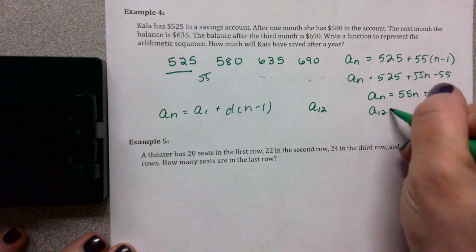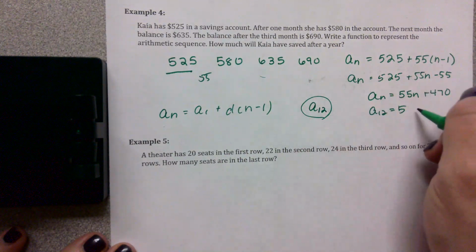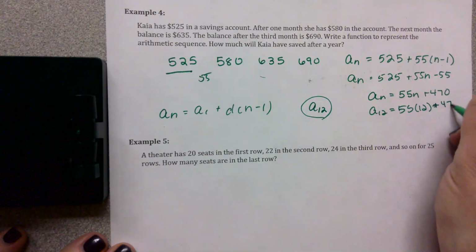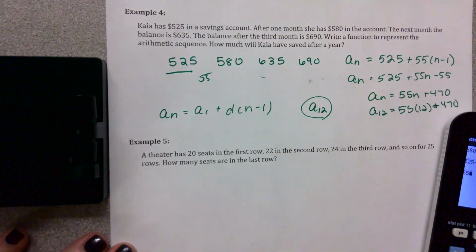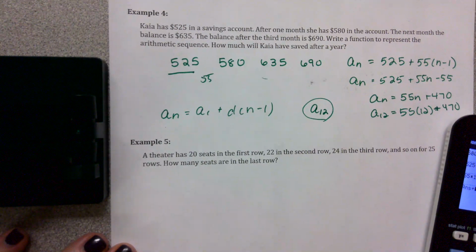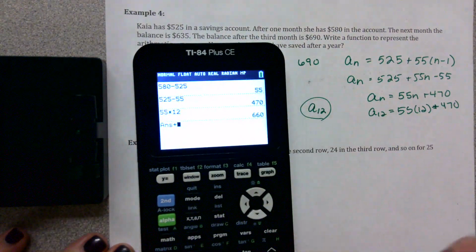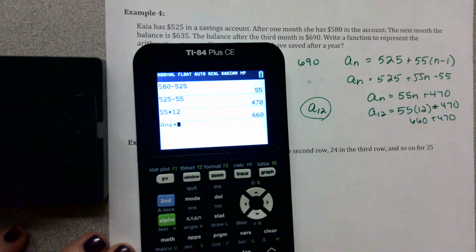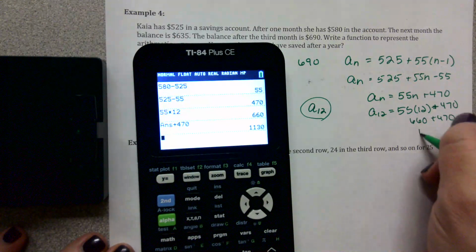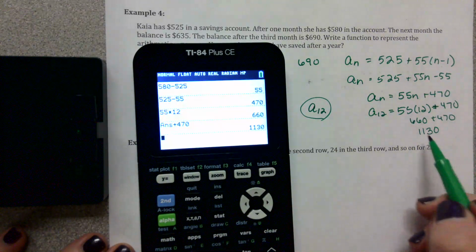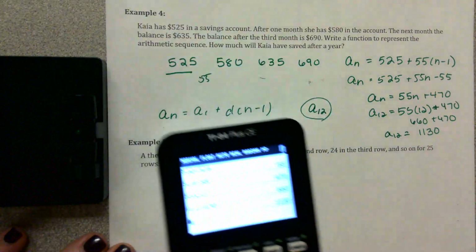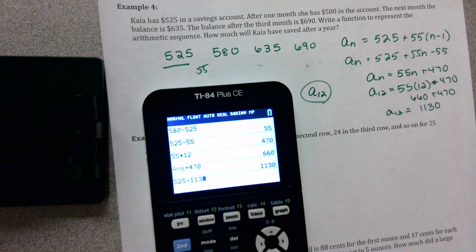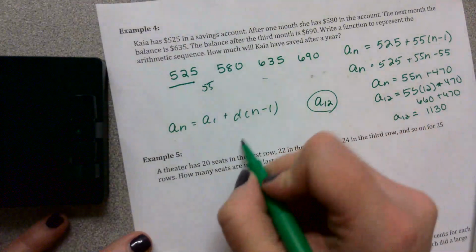So after 12 months, what do we get? We got 55 times 12, which is 660, plus 470, which is a total of 1130. It says, how much will she have saved after a year? Well, she started at 525 and now she has 1130. That's $605.